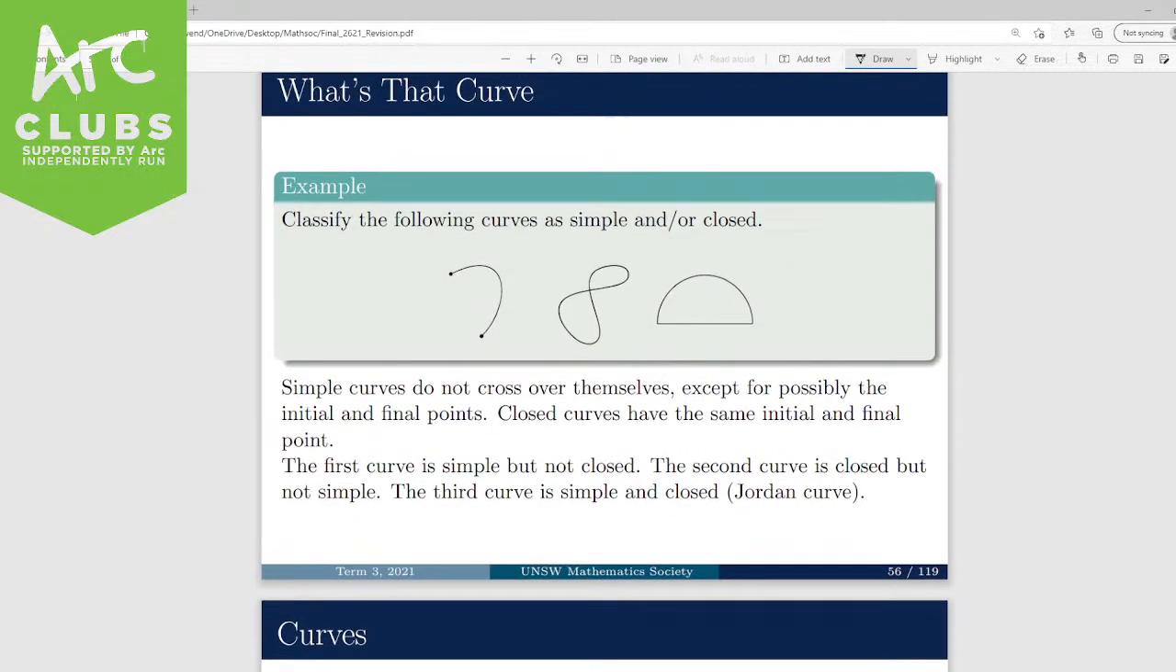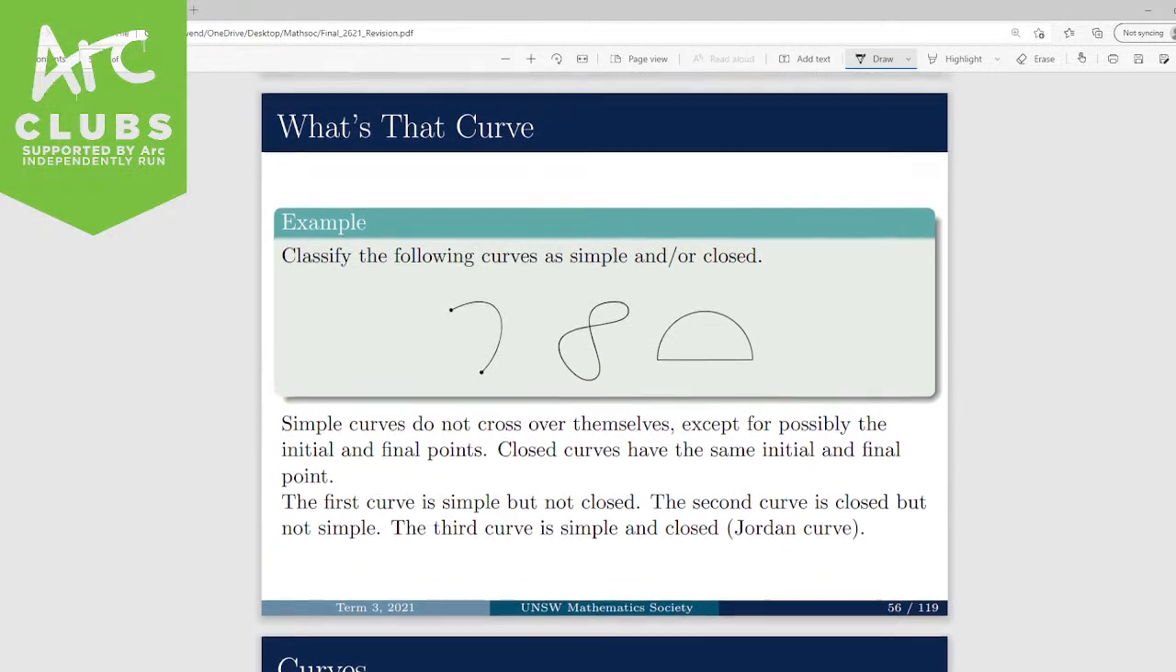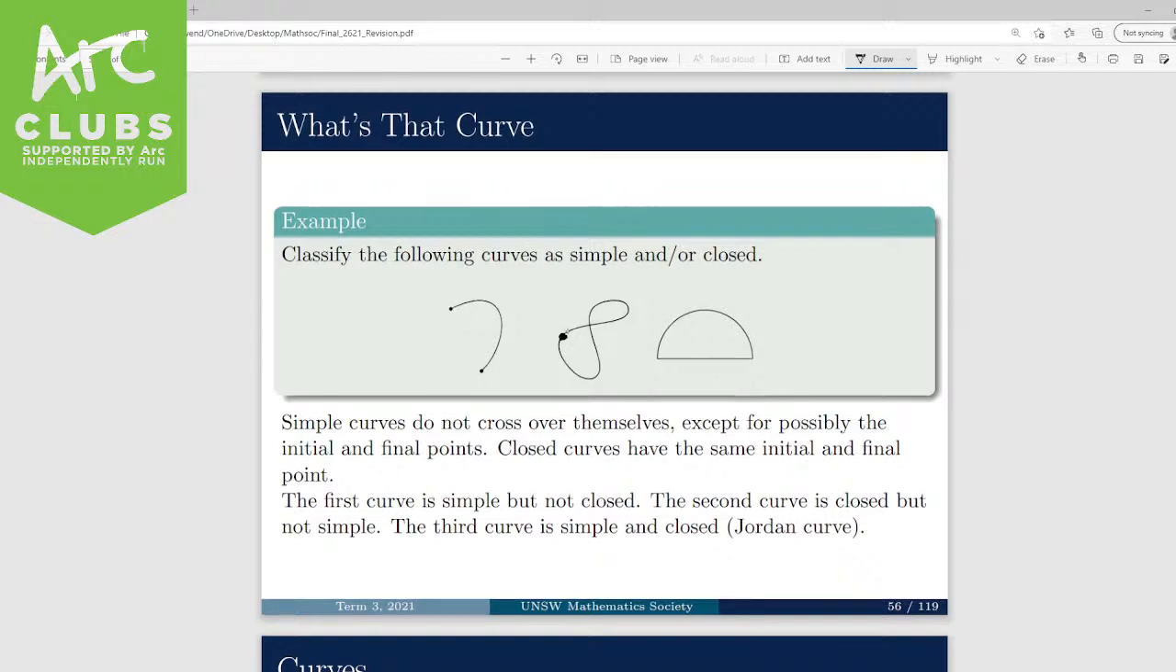Math. But yes, hopefully this will clear up any issues about the classifications of simple and closed. The first one is simple because it doesn't cross itself, but it's not closed because you can see the initial and final points are different. The second one, it's closed. You don't really see where its starting point is, but it's a closed shape, like maybe there was a starting point. You can see it met up with itself. So the second curve is closed, but not simple because it crosses over itself right over here.